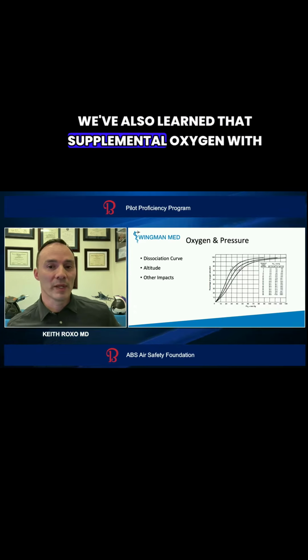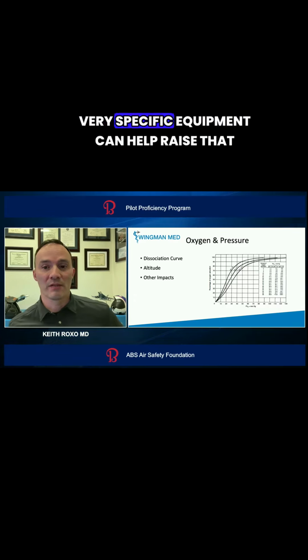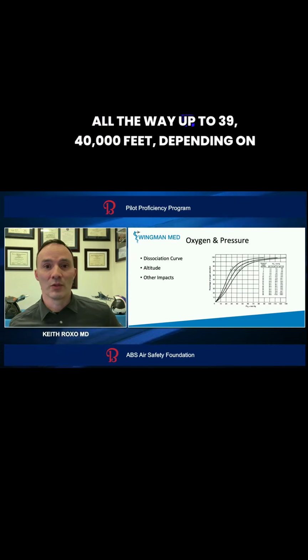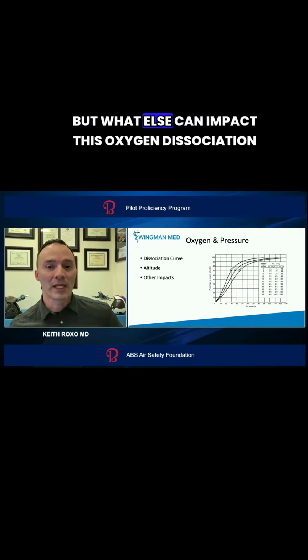We've also learned that supplemental oxygen with very specific equipment can help raise that altitude limit all the way up to 39,000, 40,000 feet, depending on what you're using. But what else can impact this oxygen dissociation curve?